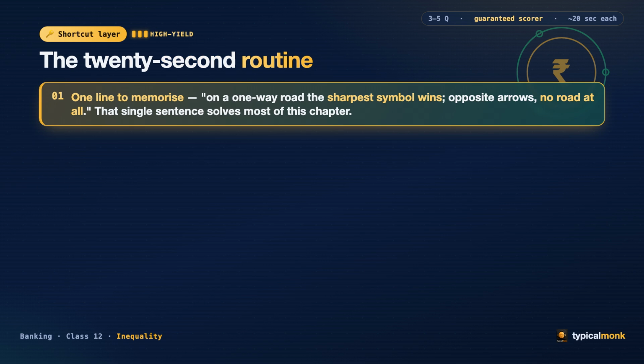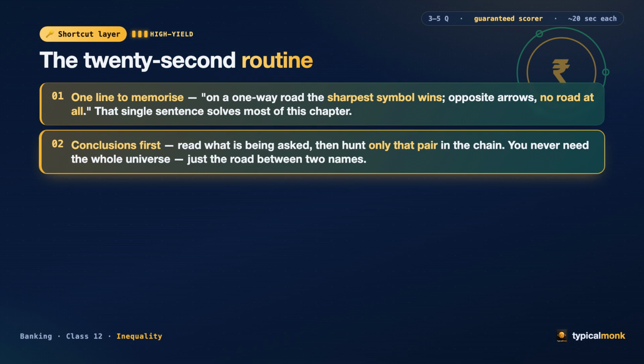Now the shortcut layer, the 20-second routine. First, memorize one line. On a one-way road, the sharpest symbol wins. Opposite arrows, no road at all. That single sentence solves most questions of this chapter by itself. Second, read the conclusions first. See what is being asked, then hunt only that pair's road inside the chain. You never need the whole universe, only the path between two names.